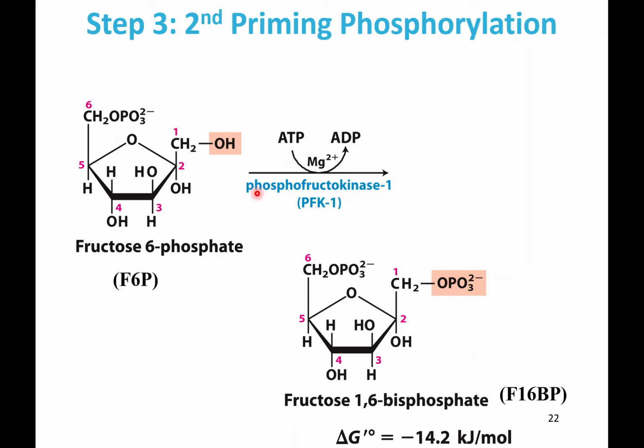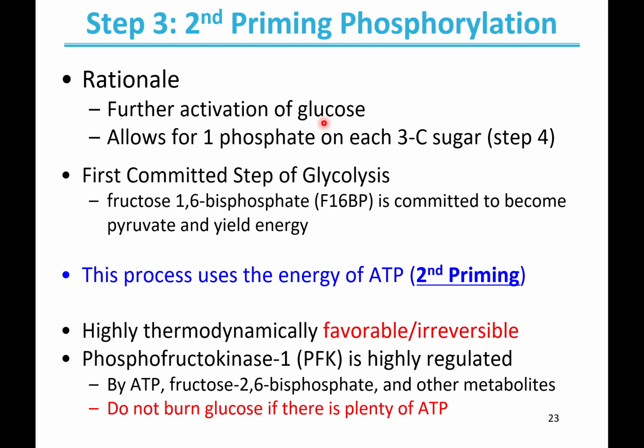And this enzyme that catalyzes this reaction is called phosphofructokinase 1, or PFK1. Phosphofructo because that's your substrate, and kinase because you're, again, adding a phosphate group. And this reaction type, again, is a group transfer. The rationale behind this step, it's a further activation of glucose. You're adding another phosphate, so you're activating it. You're putting some more potential energy in it.